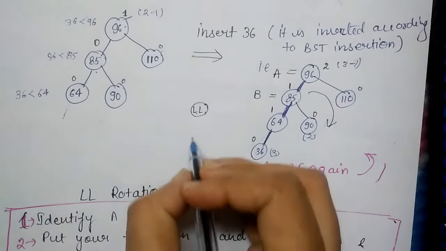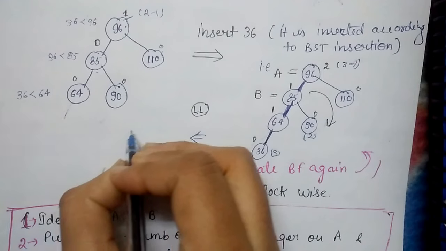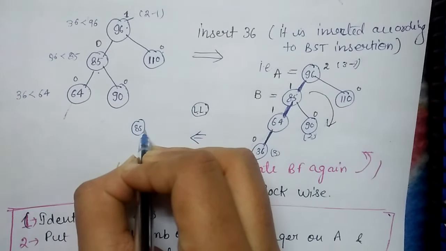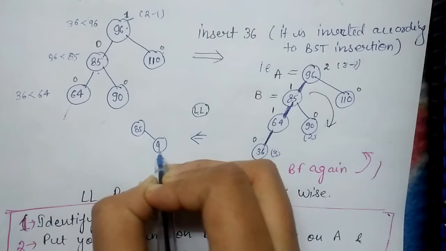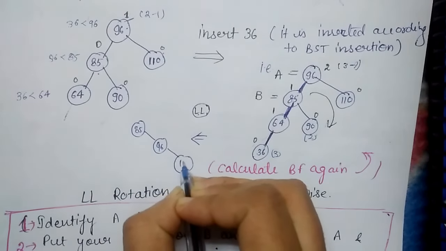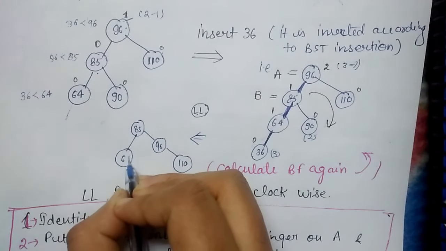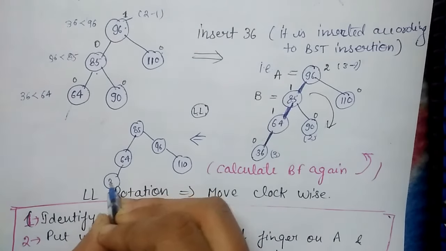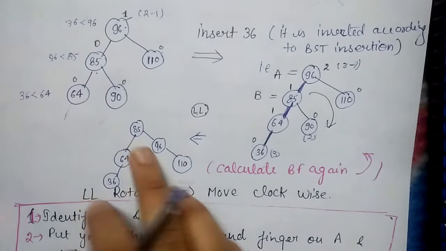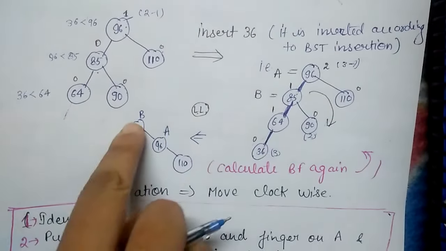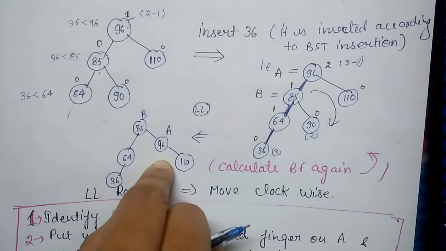That means after the rotation the tree will be like this: 85, 96, 110 will be on the right side, and 64 and 36 will be on the left side. So this is our B and this is our A. A will become the right child of B.